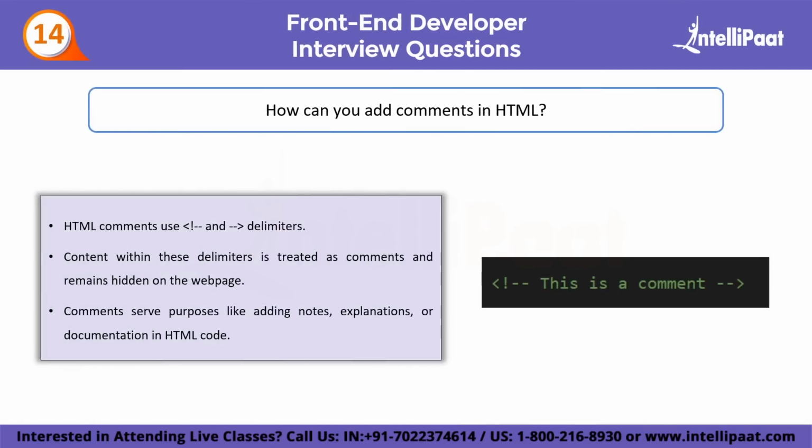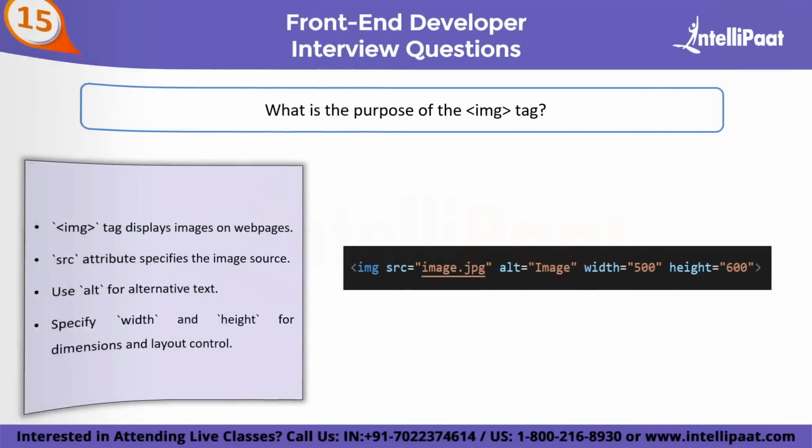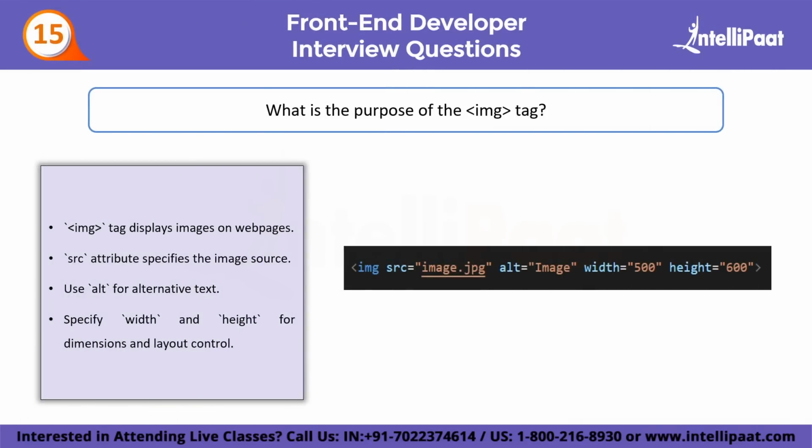Now our next question is, how can you add comments in HTML? The answer to this question would be, in HTML, comments start with less than exclamation mark followed by 2 hyphens and end with 2 hyphens and a greater than symbol. Anything you write between these symbols will be treated as a comment and will not be displayed on the web page. Comments are useful for documenting your code, explaining complex parts, or temporarily removing a piece of code without deleting it.